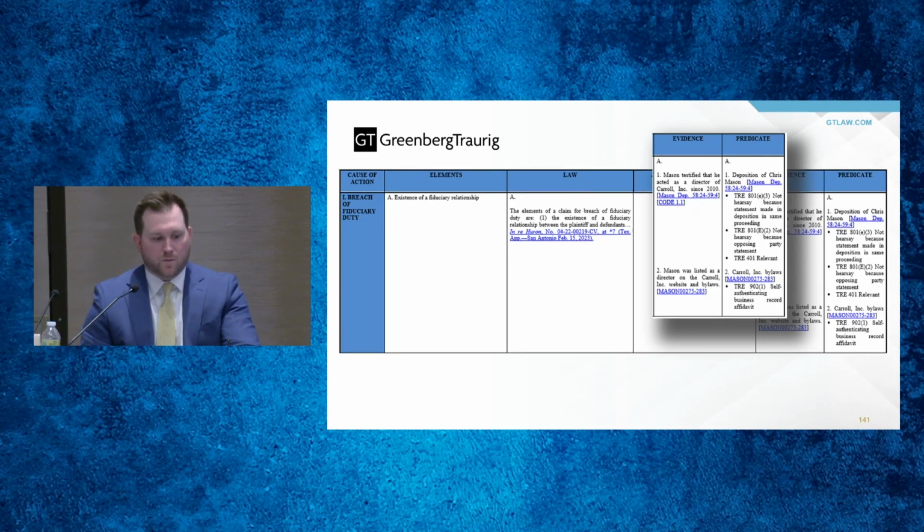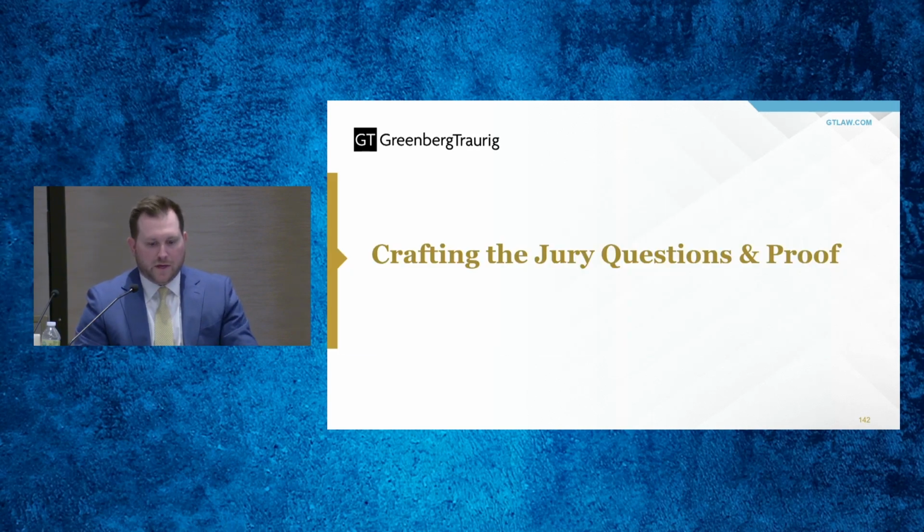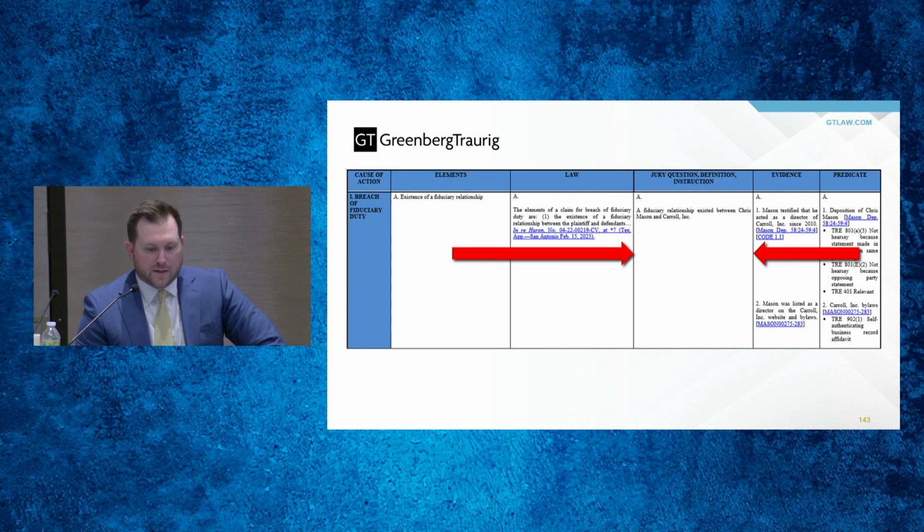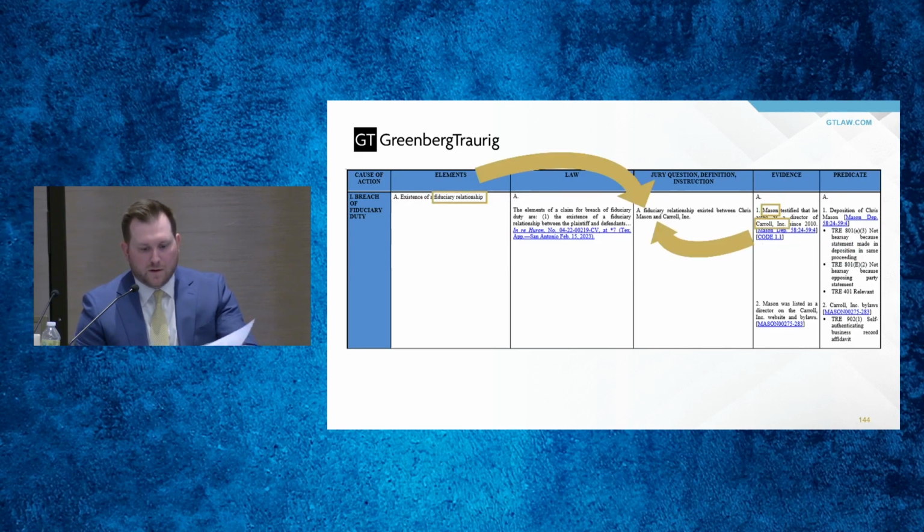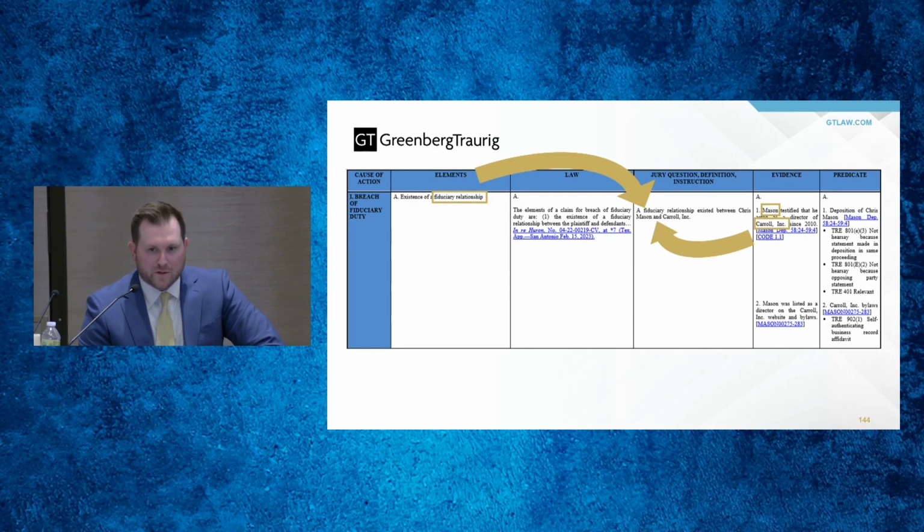Okay, so once we've got our predicates, then we get into the jury questions and proof. And at the end of the day, this is where the legal section of the trial plan and the evidence section come together. The jury question combines an element that must be proven or disproven with the particular facts of your case that are relevant to the claim.